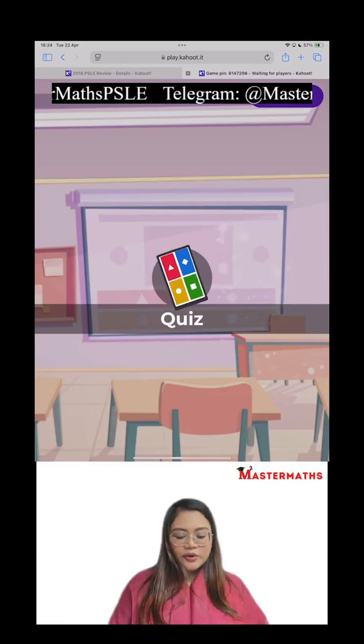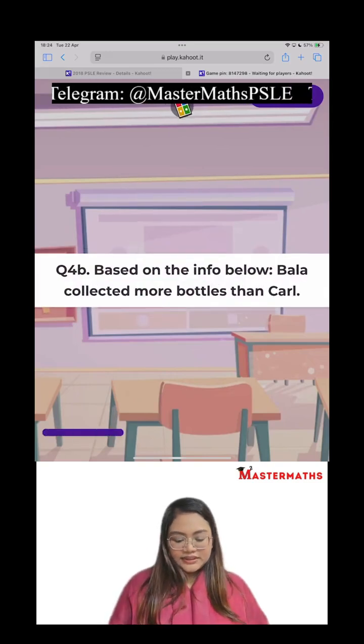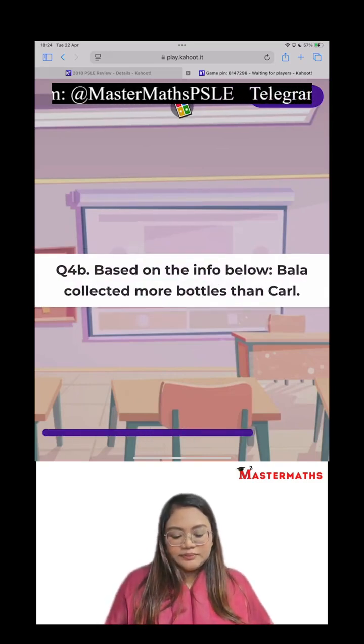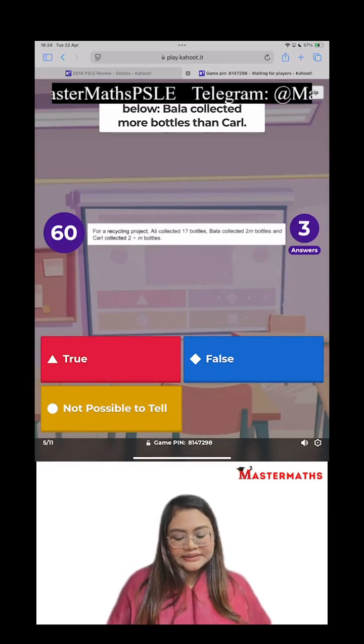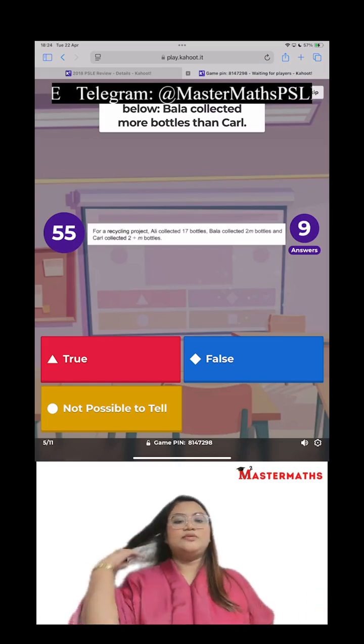Let's go. Question 5 of 11. This time round, Bala collected more bottles than Carl. Same information. Is that true, false, or not possible to tell?